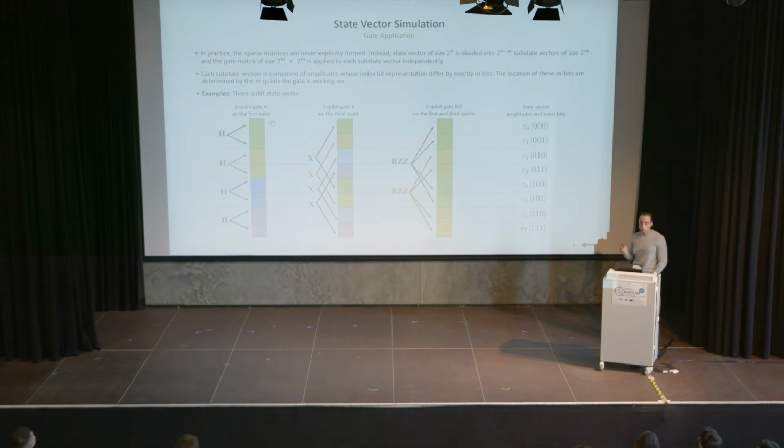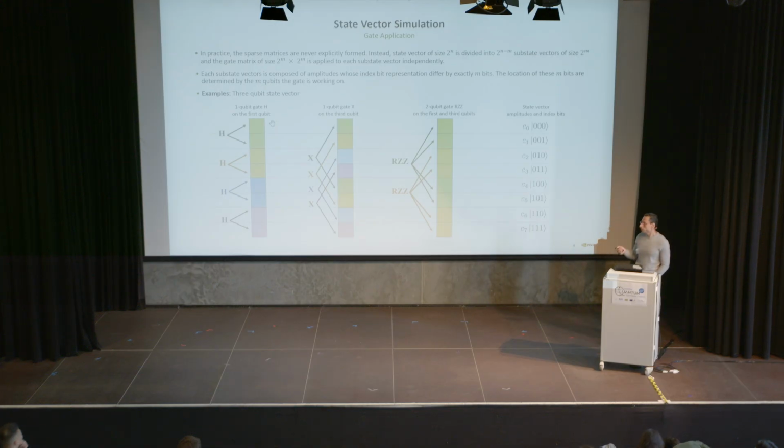Each subvector will be composed of amplitudes whose indices differ exactly by m bits. And those bits are the qubits that the gate is being applied to. Let's look at a few examples. Let's say we have a 3-qubit state vector, and we want to apply a 1-qubit gate to it. Then the full state vector has 8 elements, and we will divide it into 4 subvectors, each of 2 elements.